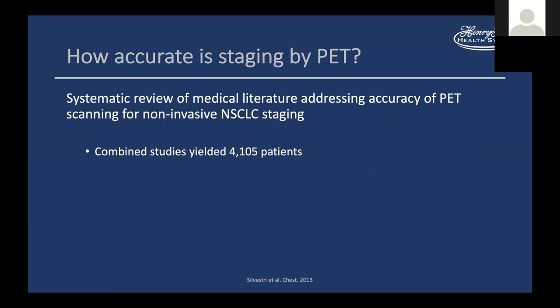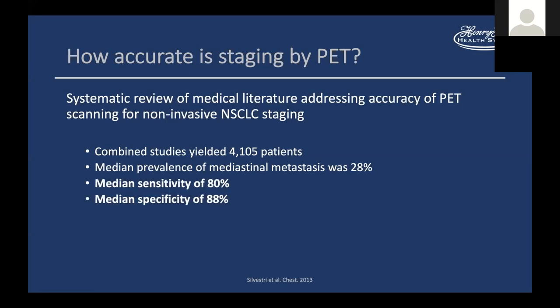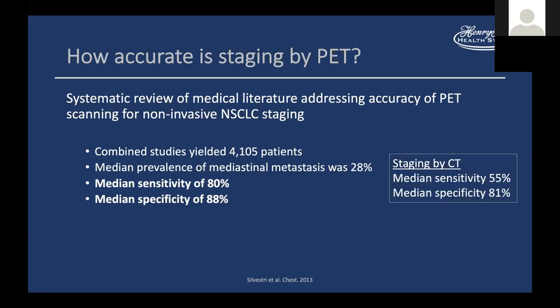So how accurate is staging by PET? Again, they did a systematic review combining multiple studies looking at the accuracy of PET scanning in staging, with over 4,000 patients. The median prevalence of mediastinal mets by PET was 28%, with a sensitivity of 80% and a specificity of 88%. So if you compare that to CT scan, PET is more accurate than CT for non-invasive staging.